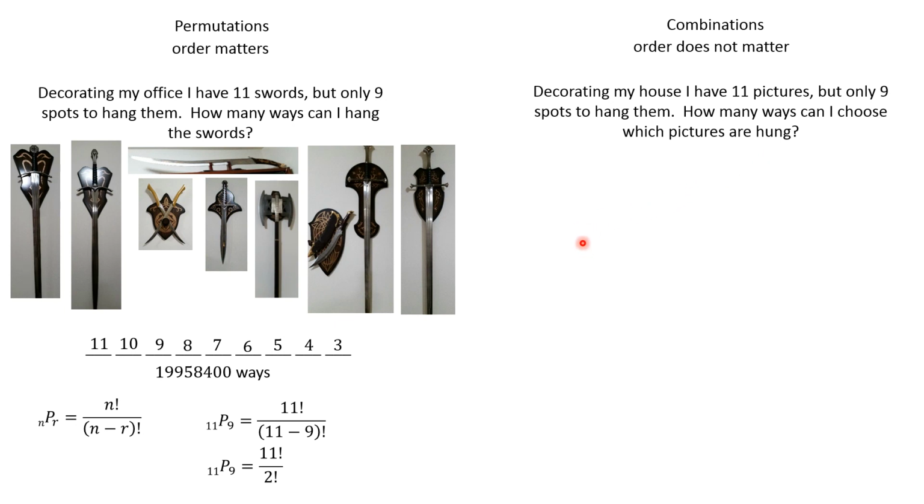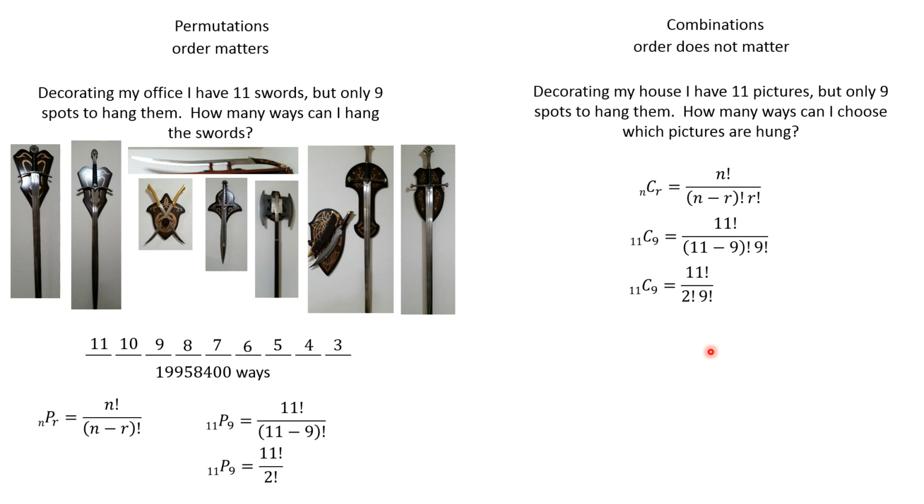And so our formula for this is very similar to the permutation one. We just have another r factorial in the denominator. So in our case, we have 11 choose, that's what the C is, 11 choose 9. And notice choose is in the question pretty much every time. 11 choose 9. It's going to be 11 factorial over 11 minus 9 factorial times that extra 9 factorial. We can simplify the 11 minus 9 to be 2 factorial.